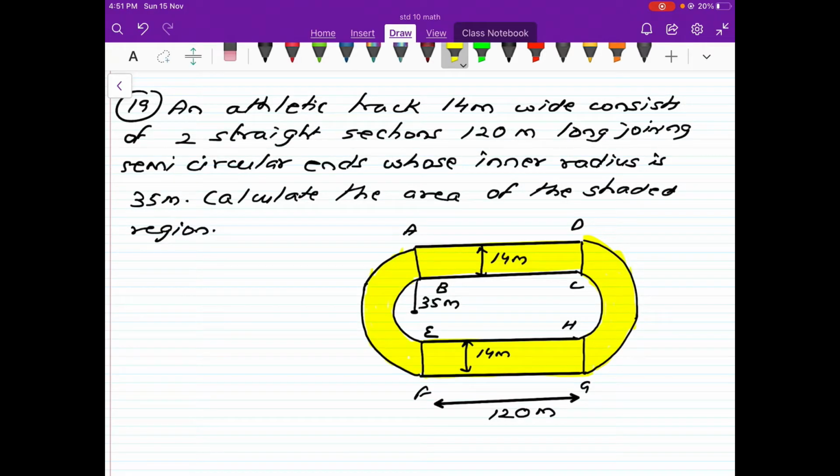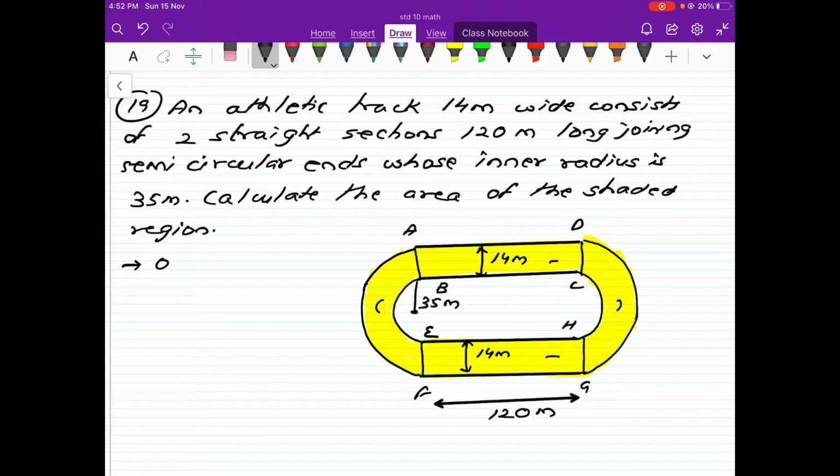So an athletic track, it is 14 meters wide. It consists of two straight sections. Now remember, this and this are the straight sections, and these are semicircles whose inner radius is given as 35. Inner radius means this, or you can even say this. It is 35 meters. Now we have to find the area of the shaded area. So we have to find the area of the track.